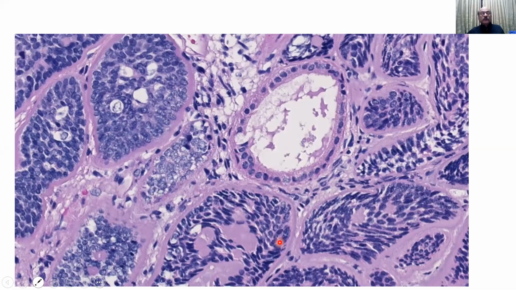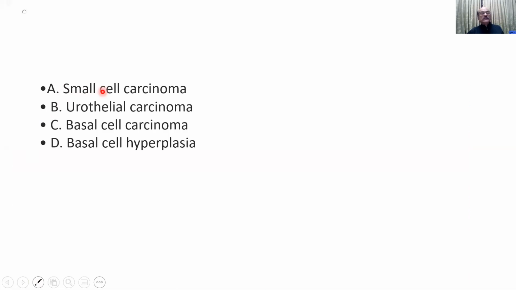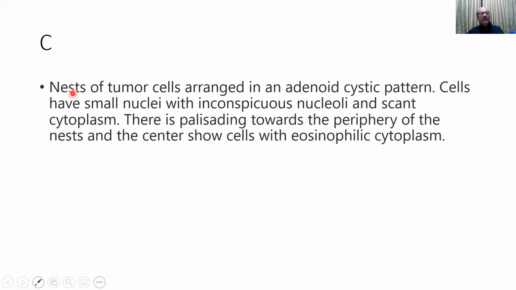So these are actually basaloid cells, and let's see the choices. One is small cell carcinoma, urothelial carcinoma, basal cell carcinoma, basal cell hyperplasia. So these are the choices. And here the diagnosis is basal cell carcinoma. Nests of tumor cells are arranged in an adenoid cystic pattern. Cells have small nuclei with inconspicuous nucleoli and scant cytoplasm. There is palisading towards the periphery of the nest, and the center shows cells with eosinophilic cytoplasm.